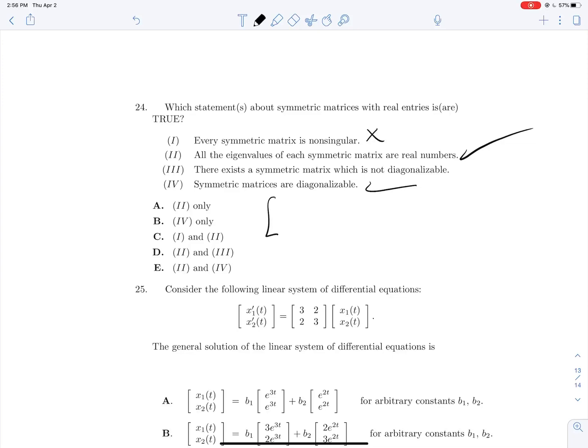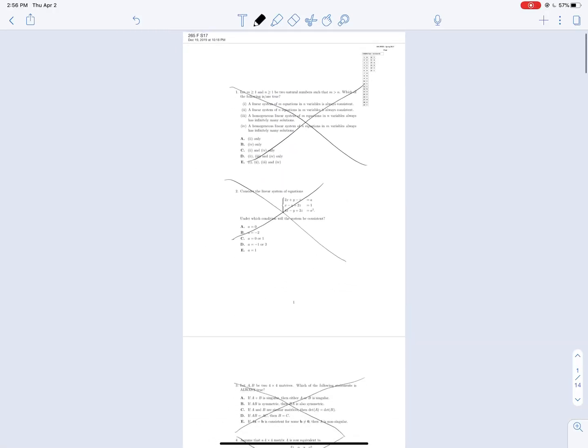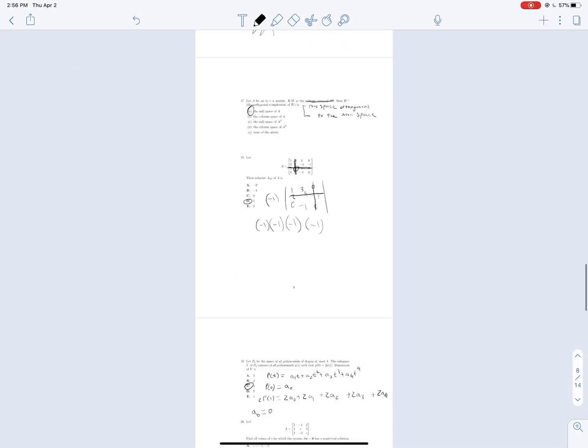If we just go back to the 2 by 2 case of the 0 matrix that I was talking about earlier, this is symmetric. It's equal to its own transpose, but it is singular. So 2 and 4 are correct here. 24 is E.